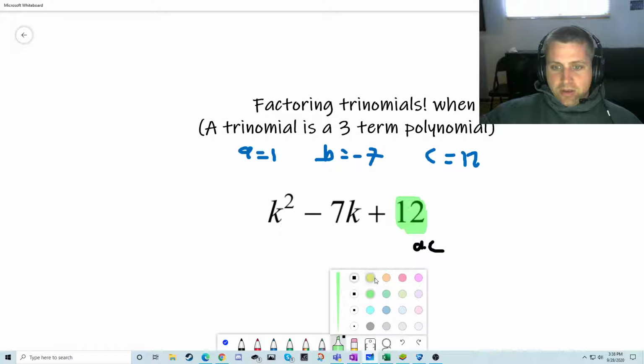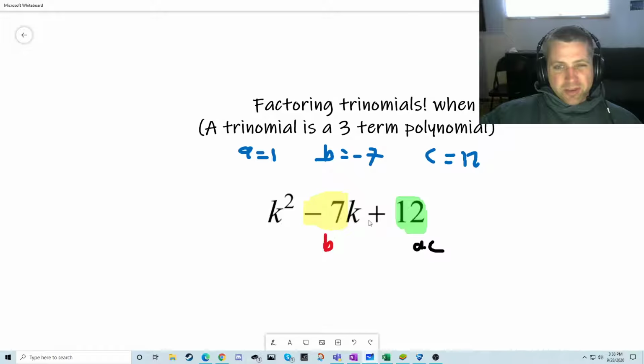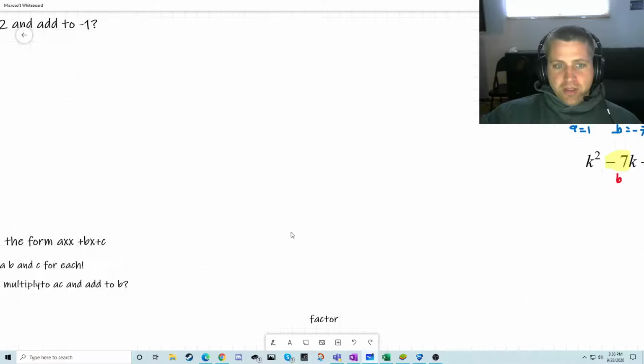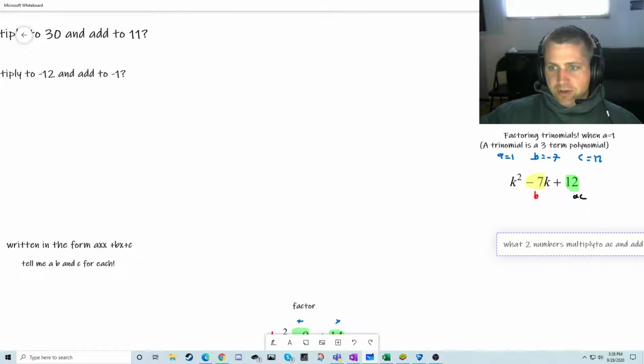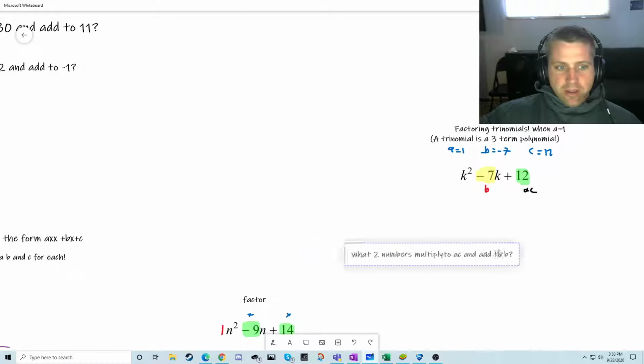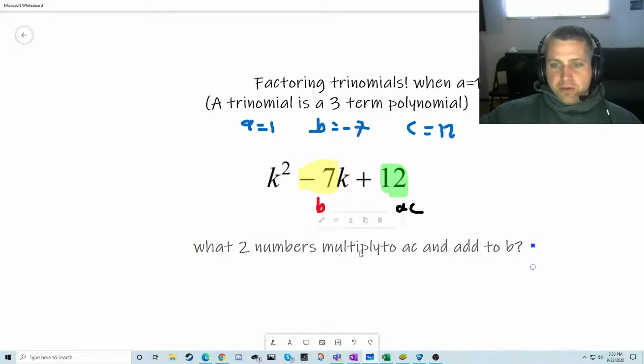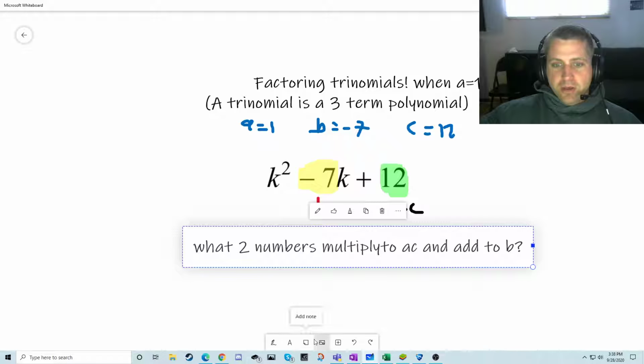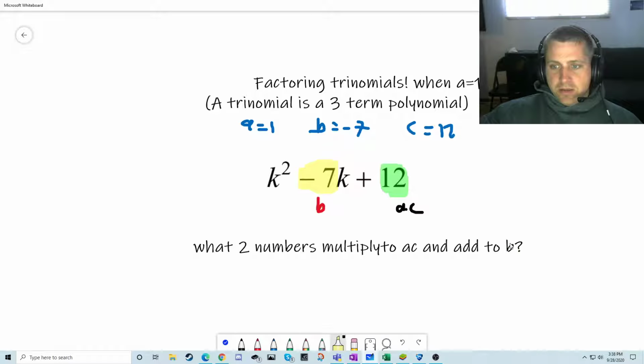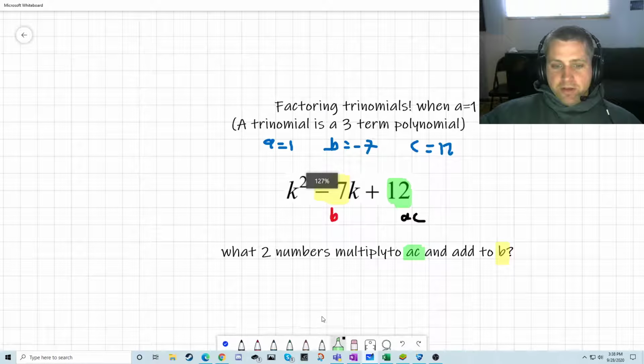And you have to see what adds to B. -7 is B. Again, when you talk about ABC, you don't include the case. So once you figure out that, I have a little instructions here. If you figure out what two numbers multiply to A times C and add to B, again, what multiplies to the green highlighter and adds to the yellow highlighter. So what multiplies to 12 and adds to -7? You go through a list if you want.